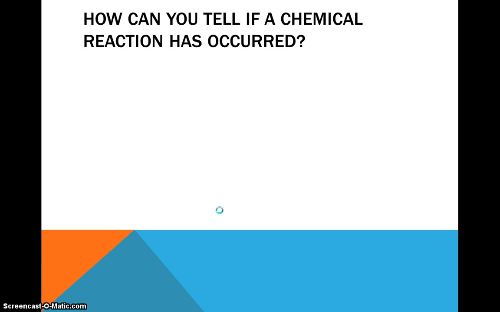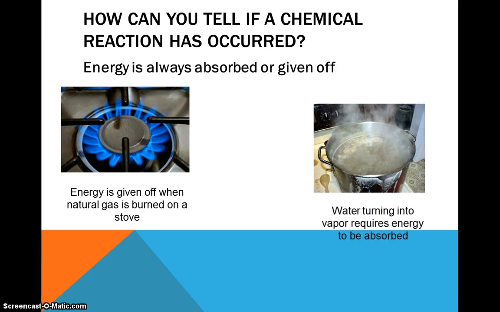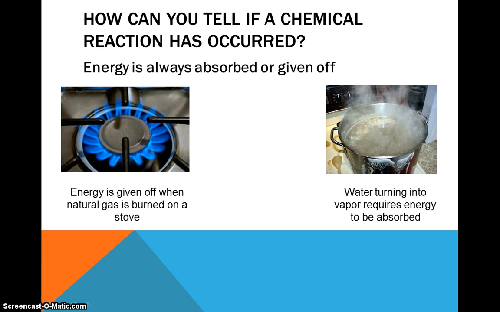Now, how can we tell if a chemical reaction has occurred? What you want to look for is a change in energy. In chemical reactions, energy will always be absorbed or given off, and you can figure that out through a temperature change. So if you have two things at room temperature that either spontaneously get really hot or really cold, you have energy either being given off or absorbed. For example, when you burn the gas on your stove, the heat you feel is from heat being given off through that combustion process. But be careful, a temperature change is not always going to indicate a chemical reaction.